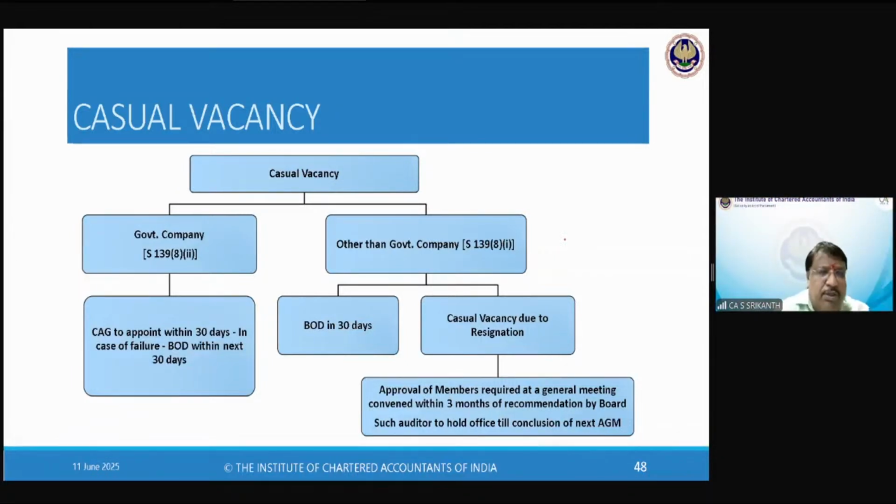Suppose some disqualification is incurred by the current auditor, casual vacancy, then the board can appoint within 30 days. Other than resignation, the board can appoint within 30 days. That auditor will hold office till the conclusion of the next AGM. At the next AGM, you have to appoint him for 5 consecutive years. You can appoint, nothing wrong.